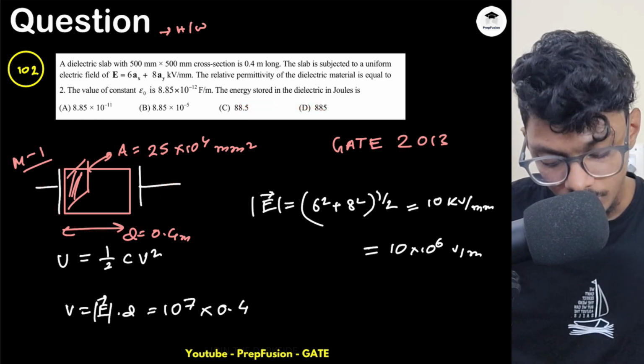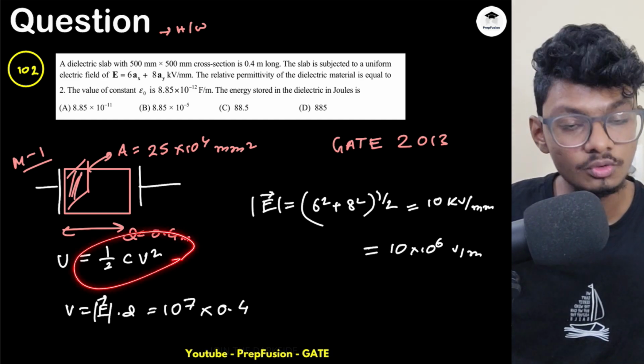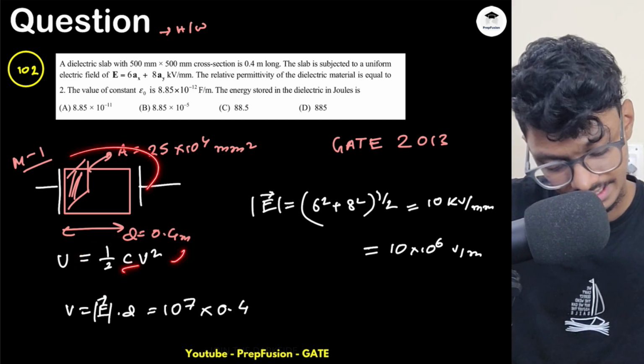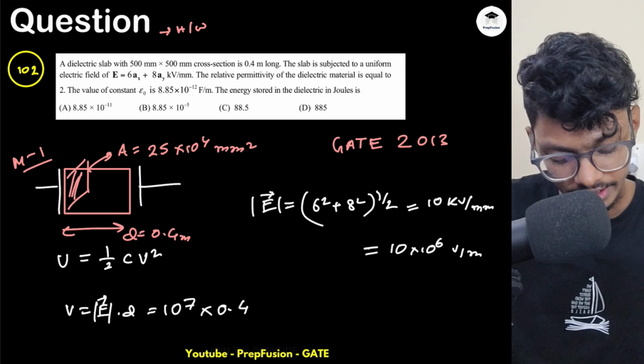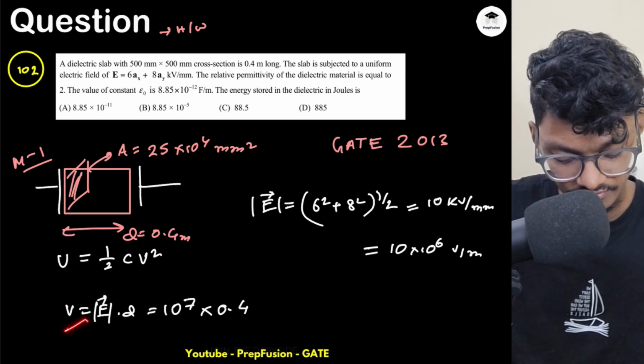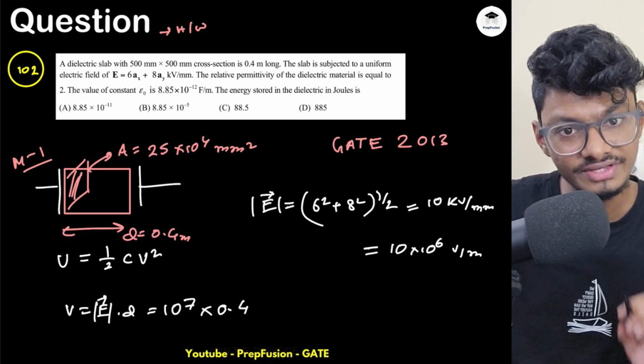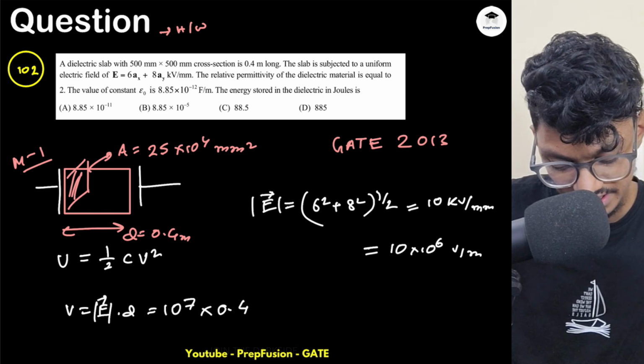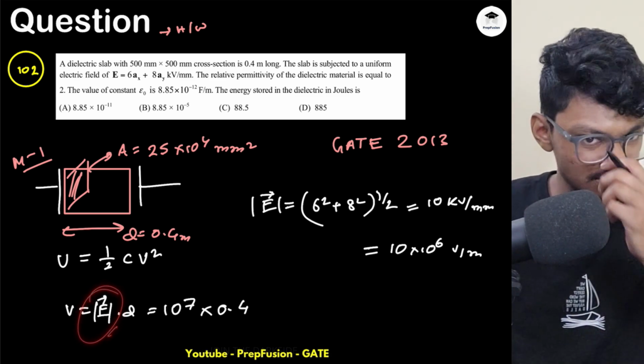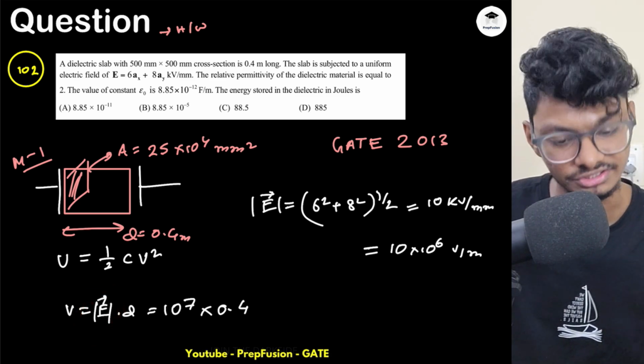Okay, so how do you go about this question? First thing is, what is the energy stored in a capacitor? It is half CV square. As it is dielectric, right? It is half CV square. So I can find out the E, and from the E I can find out the V, right? What is V? V simply, for a uniform electric field, V is simply magnitude of E into d. Okay, simple constant linear relationship.